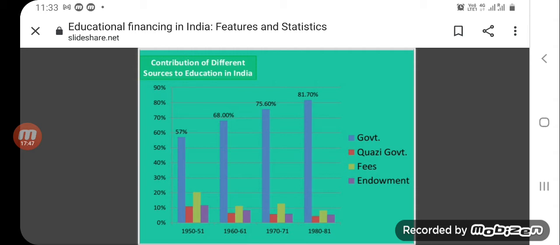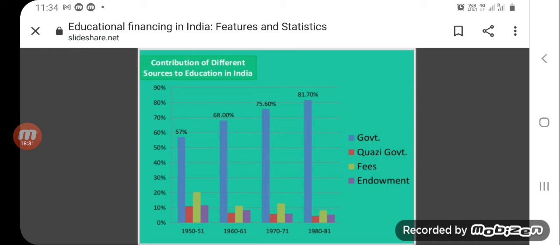And look at 1960-61, you can see increase in the case of the fund provided by government. It had been 57% during the decade 1950-51, but during 1960-61 it became 68%. And look at 1970-71, again it increased to 75%. And look at the 1980-81 decade, again increased to 81%. So this chart shows that different Indian governments have given prime importance to education.